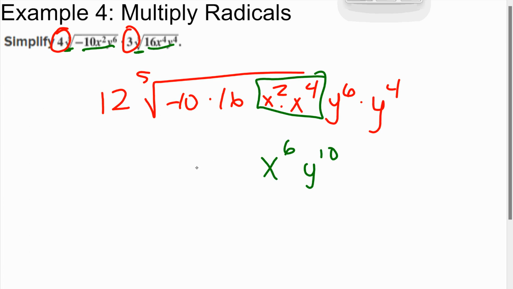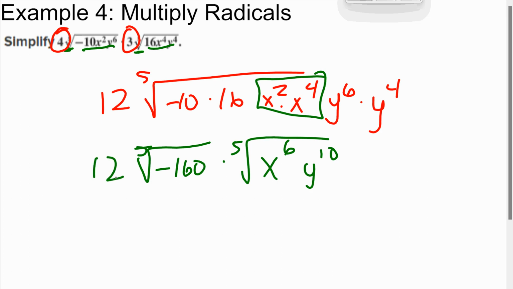And then they're both fifth roots, and negative 160 and 12 on the outside, right? So I'm just separating into the numbers and the variables. It's a fifth root, so if this is negative, my answer is just going to be negative, right? Now I can break down 160. Since this is odd and this is negative in here, my answer is going to be negative. If it was positive, then it would be positive just because this is odd.